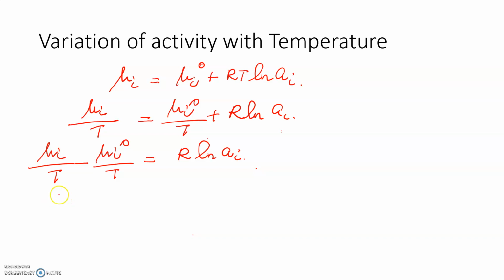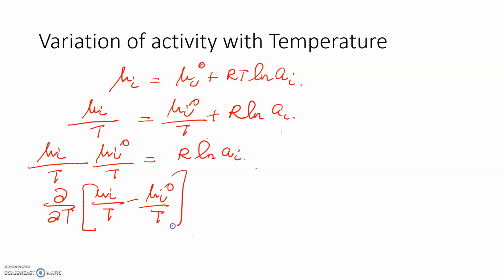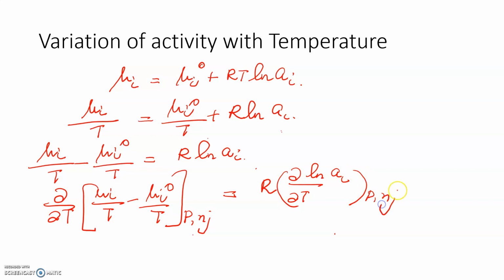That is ∂/∂T of (μ_i/T minus μ_i⁰/T), which is at constant pressure and composition. R being a constant, we can write R into ∂/∂T of ln a_i with constant pressure and number of moles of other components.